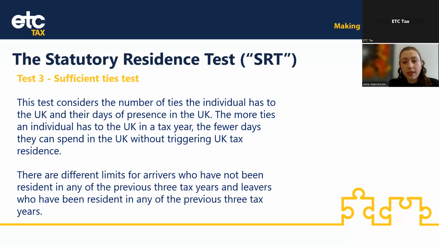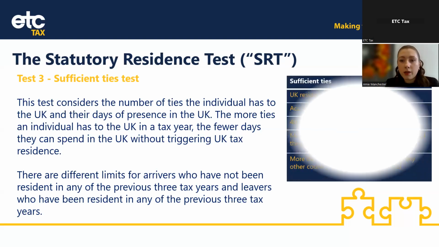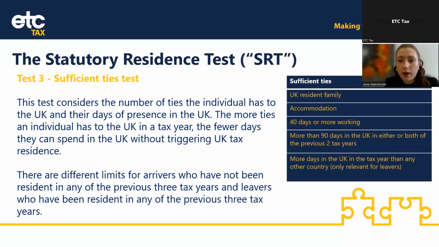There are different limits for arrivers, and an arriver is where an individual hasn't been a UK tax resident in any of the previous 3 tax years, compared with what's classed as a leaver. And a leaver is where an individual has been a UK tax resident in any of the previous 3 tax years. So here is a little table just to summarise the different ties, which we will look at in more detail now. First tie is UK resident family.